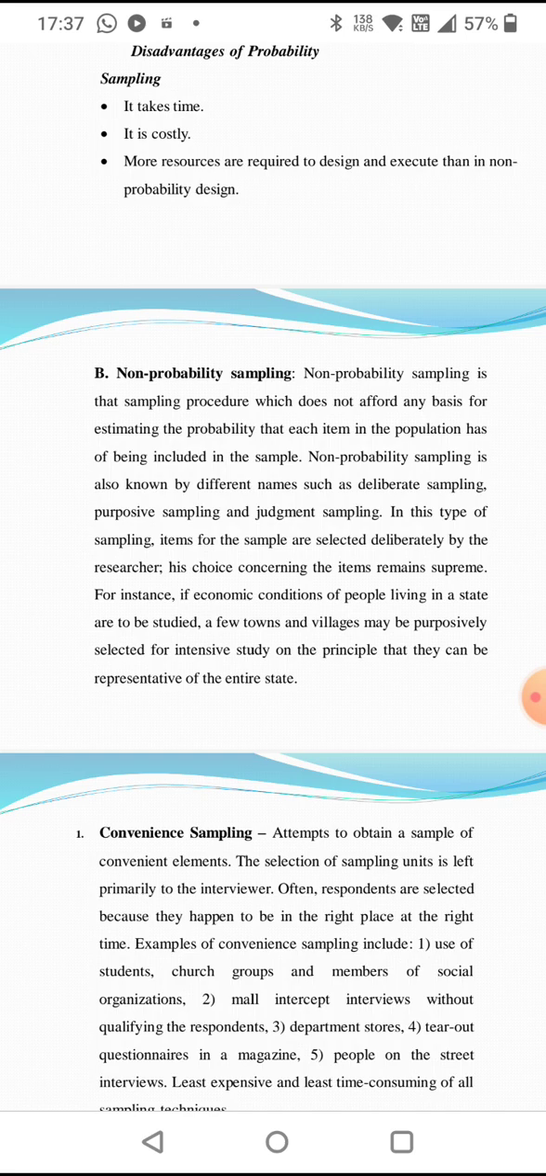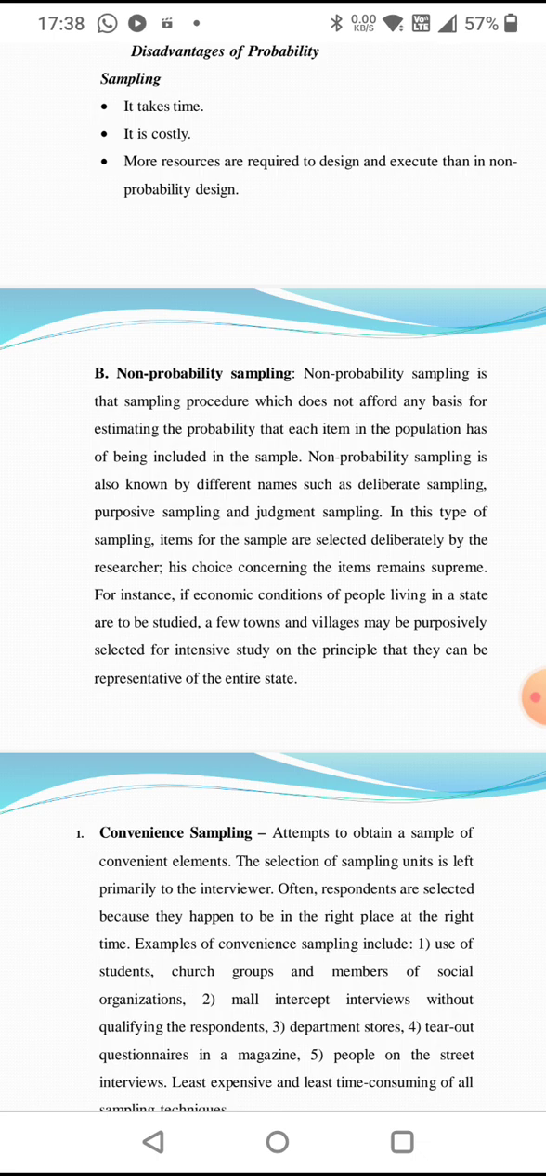Non-probability sampling is that sampling procedure which does not afford any basis for estimating the probability that each item in the population has of being included in the sample. This non-probability sampling is also known by different names such as deliberate sampling, purposive sampling and judgmental sampling. In this type of sampling, items for the sample are selected deliberately by the researcher. His choice concerning the items remains supreme. So here the researcher has full control and full rights to select the sample.